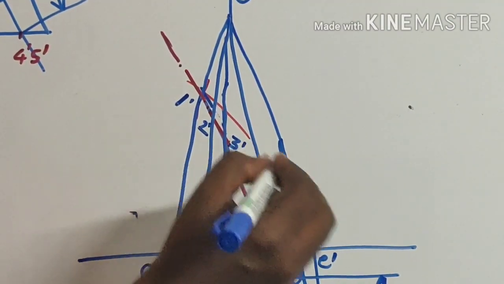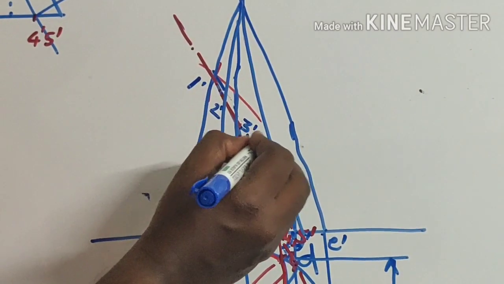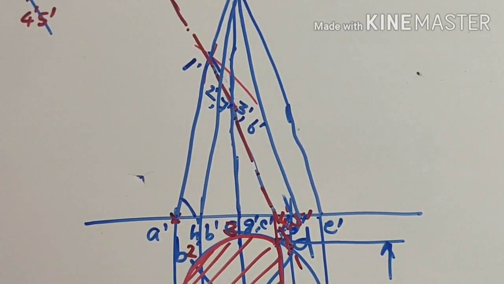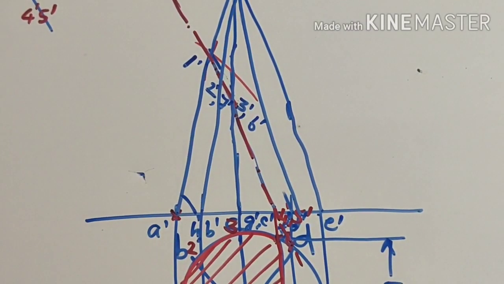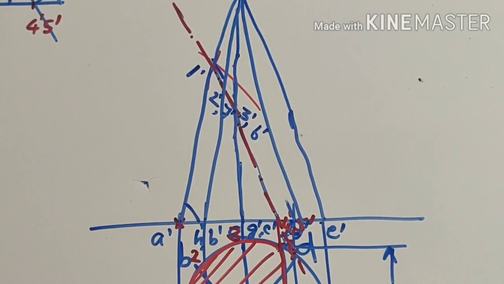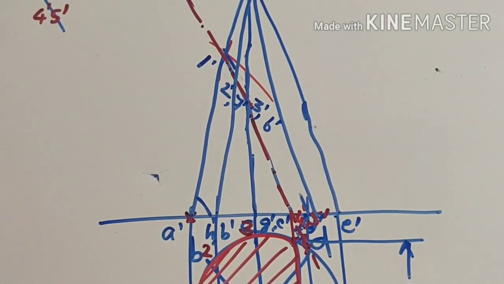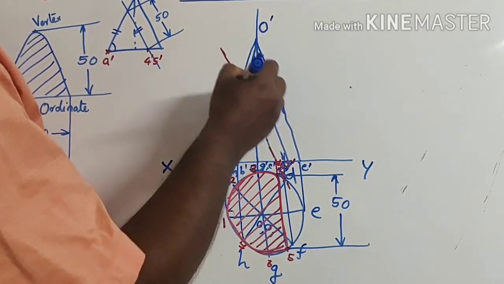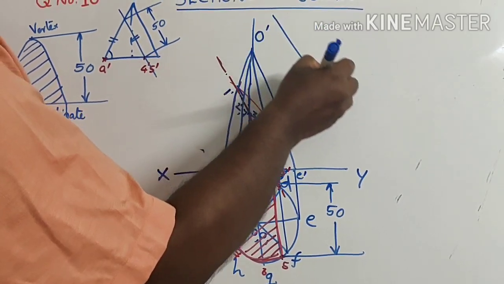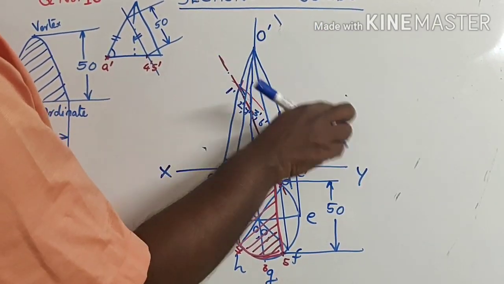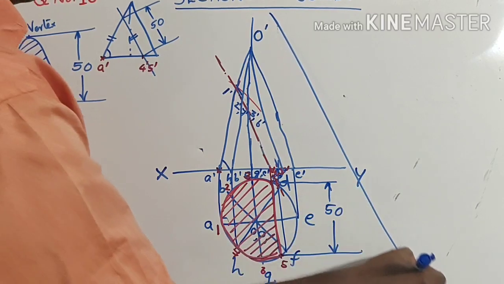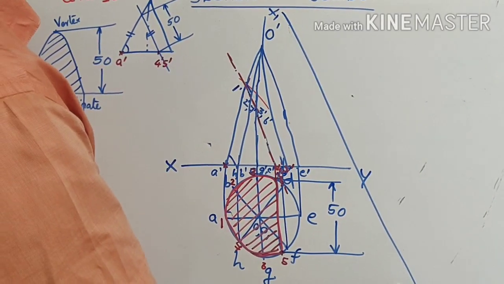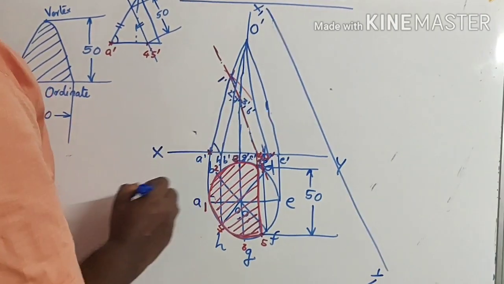Then you are having 6 dash, 7 dash. So all the 7 points which we already marked in the top view, you are getting here. Now we can do one thing. We can have another plane which is parallel to the section plane. It is actually a plane, not a line.